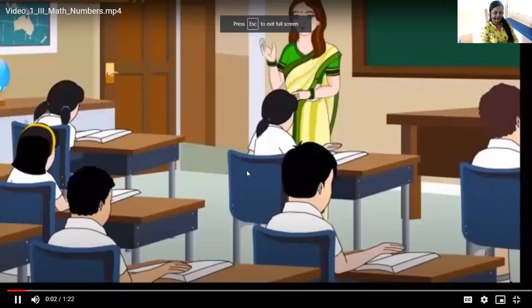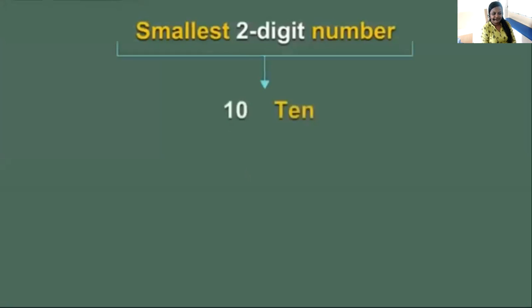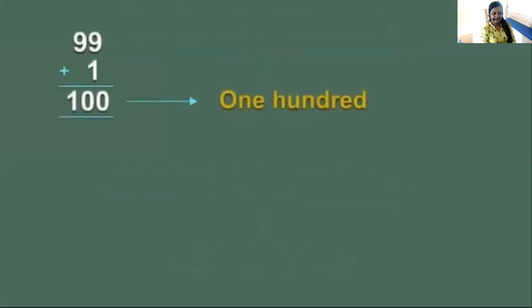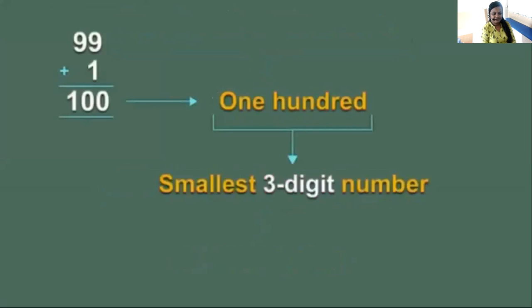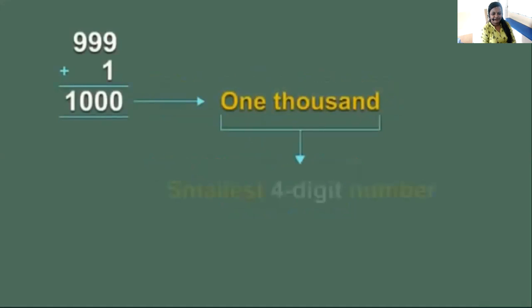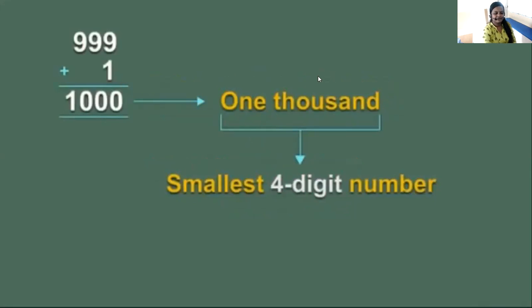What do you know about numbers? The smallest two-digit number is 10 and the greatest two-digit number is 99. We read 99 as ninety-nine. When we add 1 to 99, we get 100, which is the smallest three-digit number. It is read as one hundred. The greatest three-digit number is 999. When we add 1 to 999, we get 1000, which is the smallest four-digit number. It is read as one thousand.